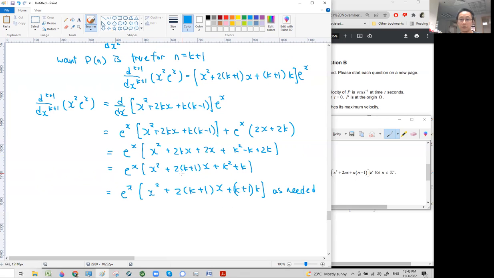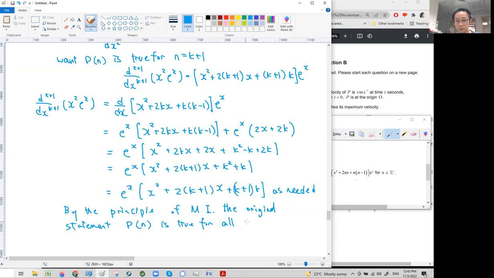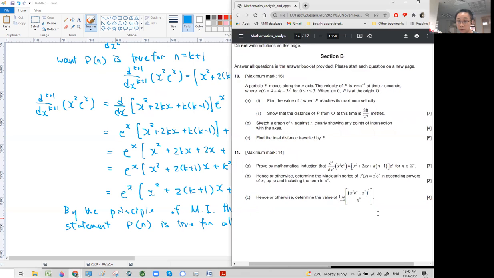And of course, you have to write your concluding statement by the principle of MI. The original statement Pn is true for all n, for all positive integers. So that's the induction proof.